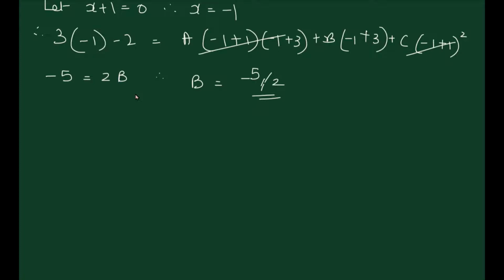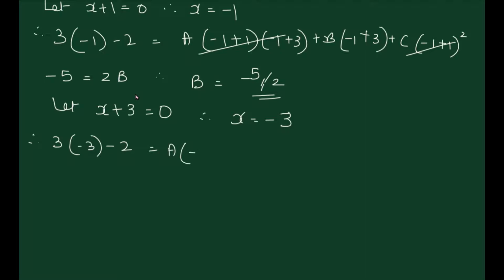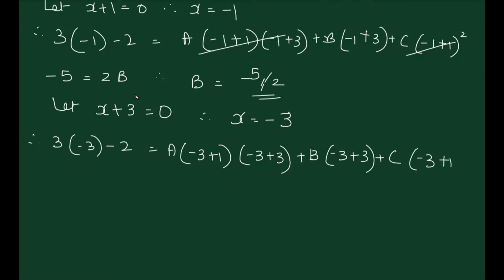Okay, then next we put the next bracket as 0. So let x plus 3 be 0. The second bracket is x plus 3, so x plus 3 is equal to 0. Therefore x is equal to minus 3. Okay, and therefore putting minus 3 in the terms, we get 3 into minus 3 minus 2 is equal to a into (minus 3 plus 1) into (minus 3 plus 3) plus b into (minus 3 plus 3) plus c into (minus 3 plus 1) the whole square.